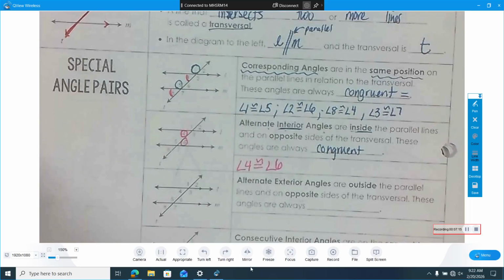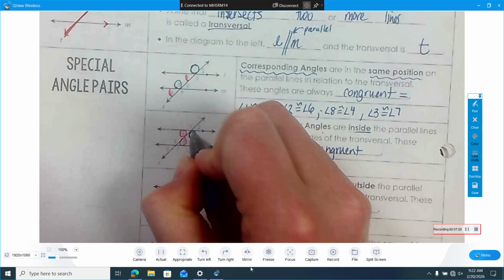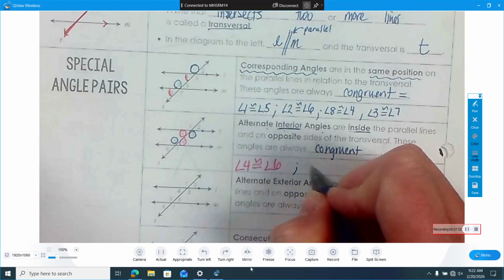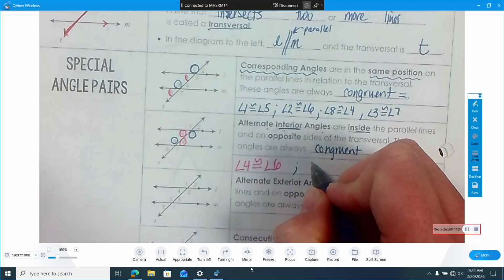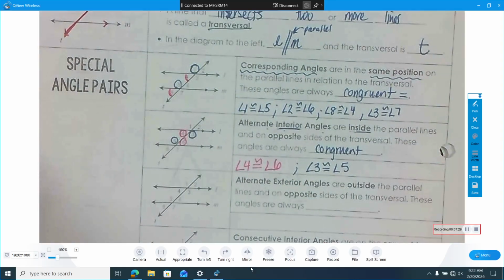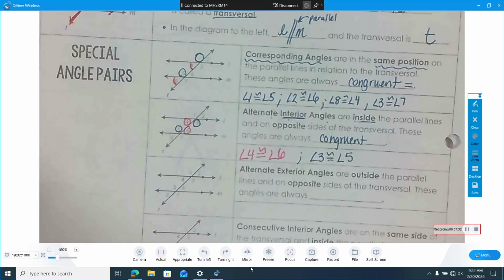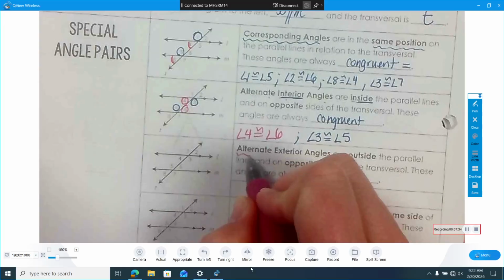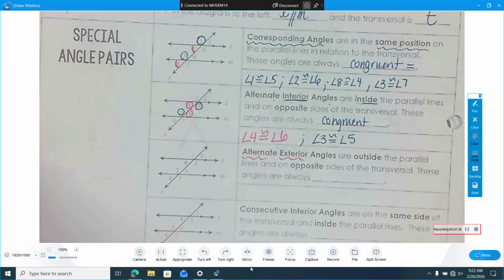What's another pair of alternate interior angles? 3 and 5. Very good. Yeah, angle 3 and angle 5 are also called alternate interior angles. Angle 3 is congruent to angle 5. If we have alternate interior, then we also have alternate exterior angles. Alternate exterior angles. What do you think alternate exterior would be?